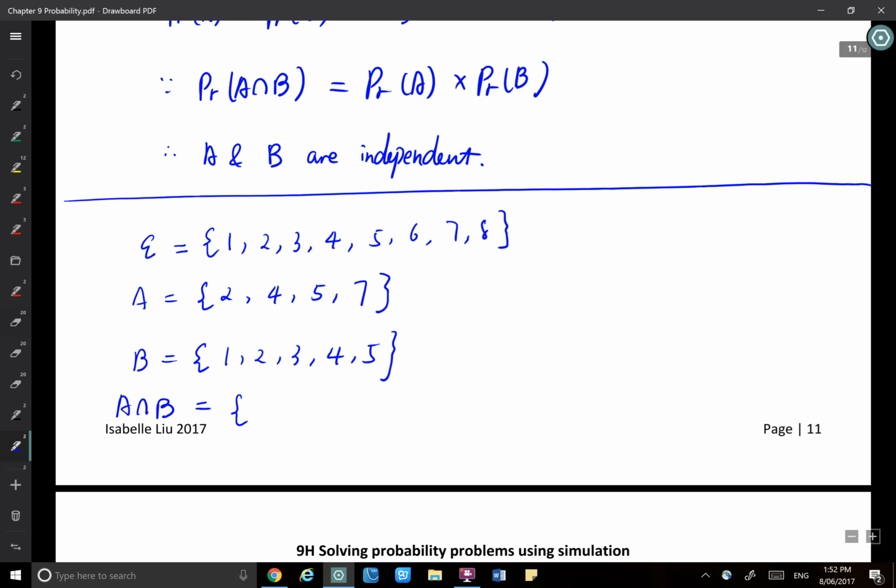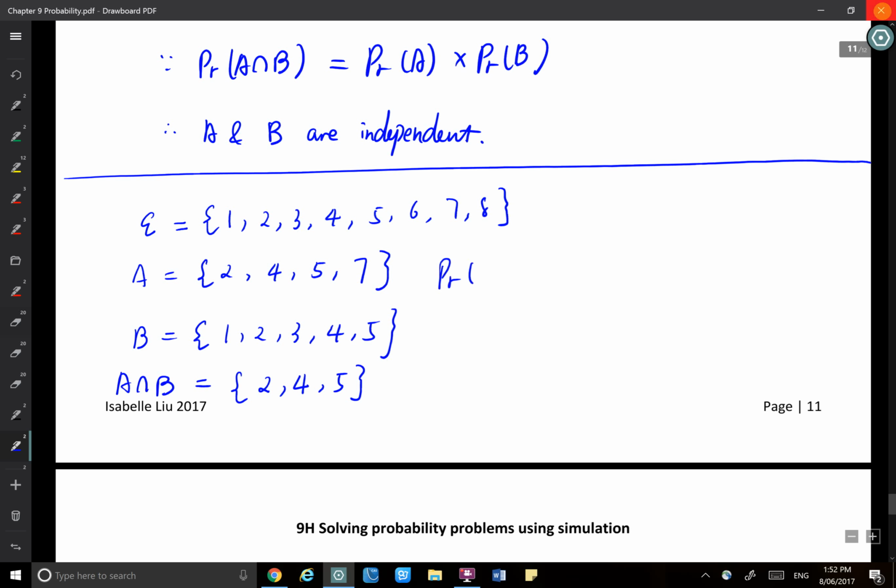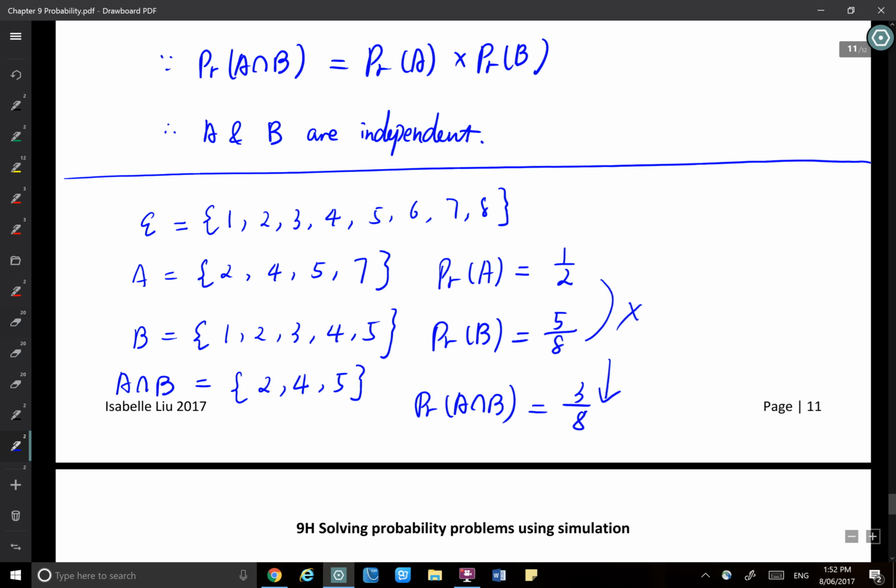2, 4, 5. Okay, then it's easy. What's the probability of A? Half. What's the probability of B? 5 over 8. What's the probability of A intersects B? Do they multiplied together give you that? No, so not independent. They are not independent.